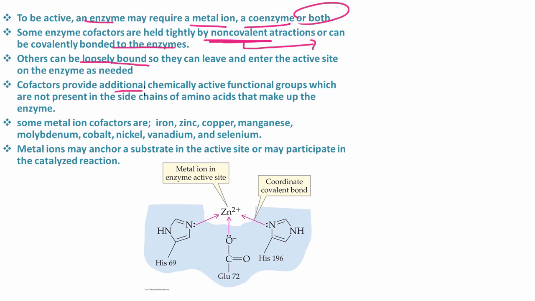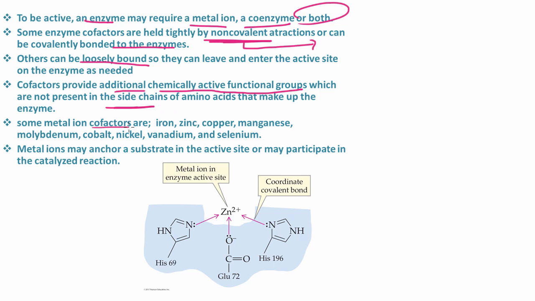Cofactors provide additional chemically active functional groups which aren't present in the active site. Remember, if we have a protein, right, that active site is going to be composed of those amino acid side chains. So there are some reactions that need other functional groups besides those side chain functional groups. This is why cofactors are needed.